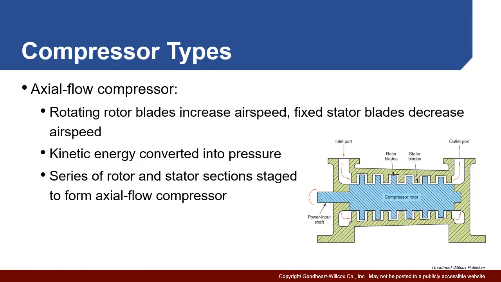Another type of rotary non-positive displacement compressor is an axial flow compressor. This uses a set of rotating blades mounted along a shaft, and they're interlinked within a set of fixed blades. So we have our rotor blades and our fixed blades or stator blades. As the air is inlet, these form a series of fins and increase the pressure.